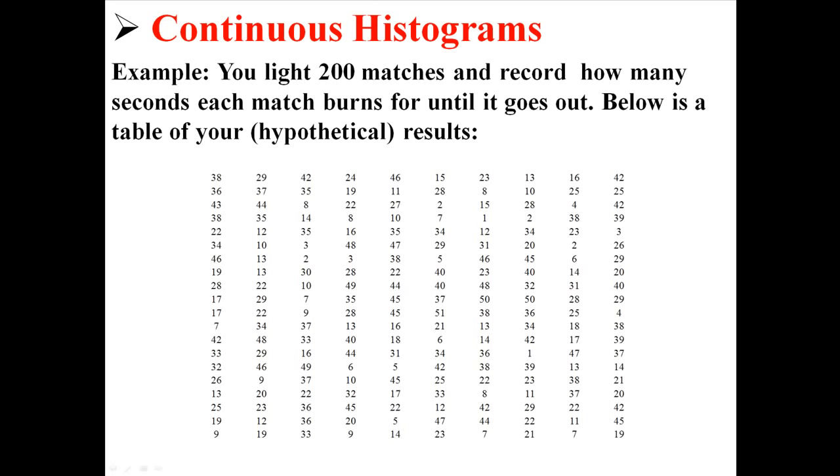Now we want to create a continuous histogram, which is a bit more work. So in this example, imagine you light 200 matches and record how many seconds each match burns for until it goes out. So below is a table of your hypothetical results. So here we have 200 different numbers. They seem to be all between about 0 and 50. So there are no distinct categories here. Like before we had 1, 2, 3, 4, and 5. It was easy, but here we have many more values. If we were to create a histogram, it would be giant.